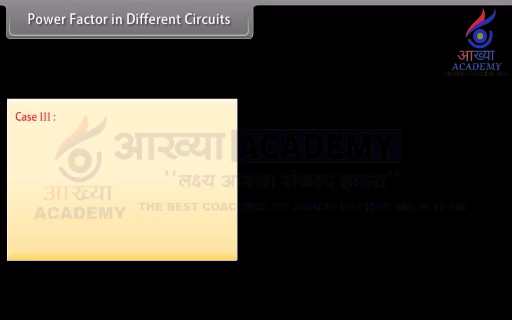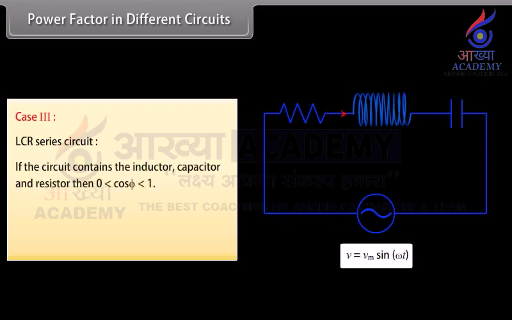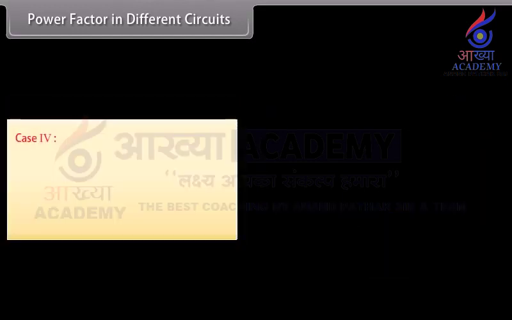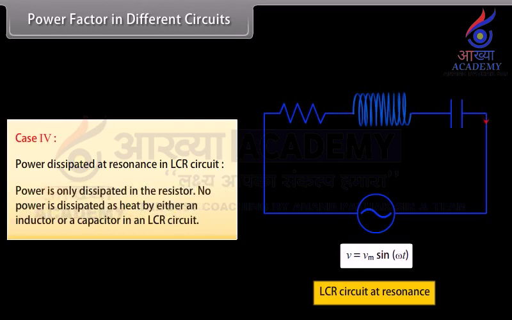Case 3. LCR series circuit. If the circuit contains the inductor, capacitor and resistor, then cos phi lies between 0 and 1. There is always power dissipation in the circuit. P bar is equal to the product of VRMS, IRMS and cos phi. Case 4. Power dissipated at resonance in LCR circuit. Power is only dissipated in the resistor. No power is dissipated as heat by either an inductor or a capacitor in an LCR circuit.